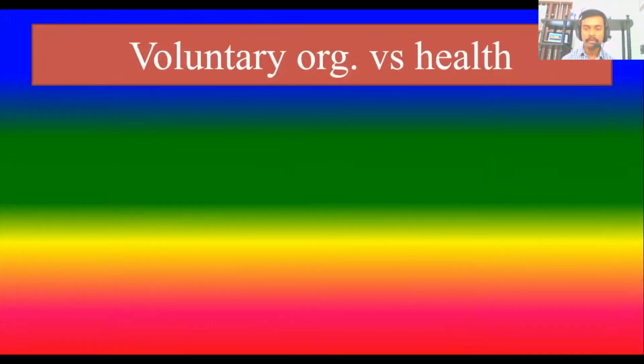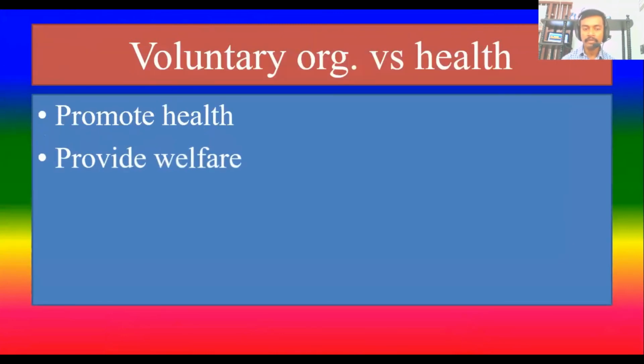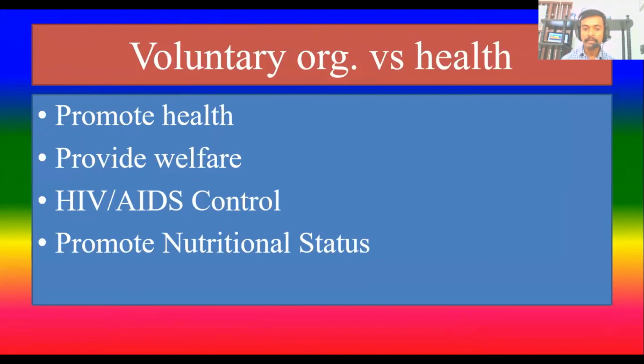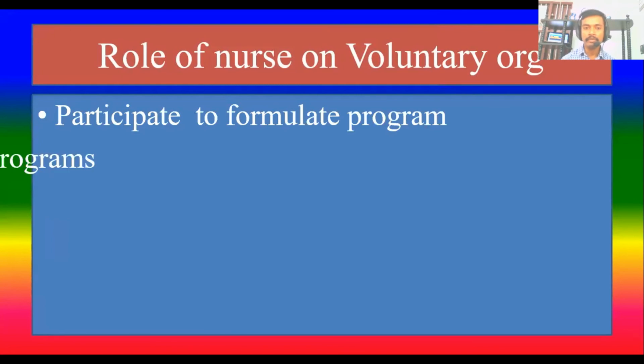Then voluntary organizations and health. In our society, mainly in India, voluntary health organizations play a vital role, as well as implementing government programs, mainly immunization programs as well as family welfare programs, etc. Mainly promotion of health, providing welfare, HIV/AIDS control, and promoting nutritional status.